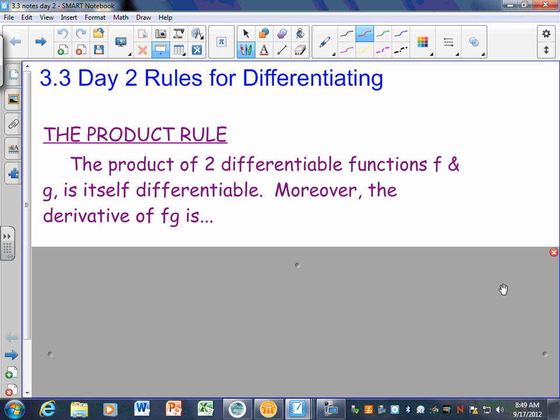On Friday, the only thing you were able to take the derivative of was sums and differences. If they gave you the product of two things together on Friday, you would have had to just FOIL it all out and then take the derivative using the power rule. But there's actually a rule called the product rule.